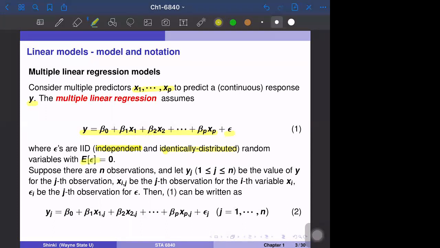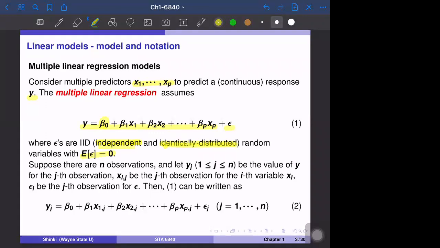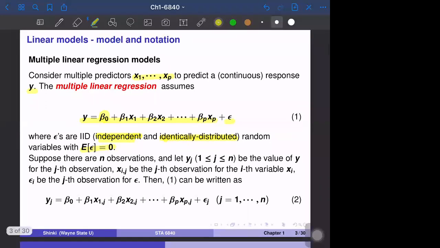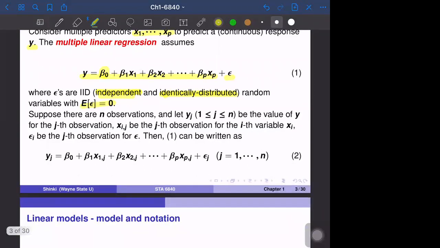And usually we assume the expectation of epsilon is 0 because we want to think about epsilon as an error. If the expectation is not 0, we can just incorporate that part in beta naught. Later, we drop these conditions such as independence and identical distribution. But for now, we assume these are independent and identically distributed.